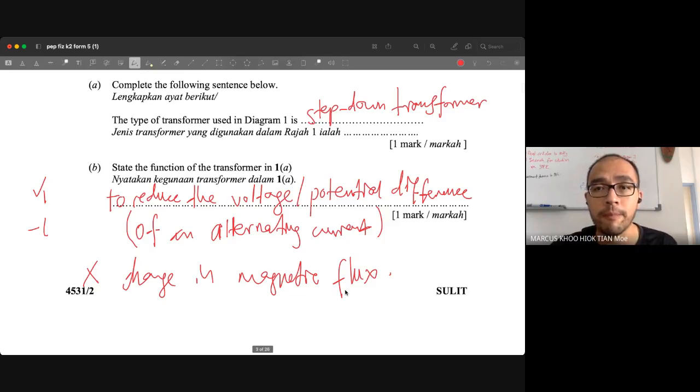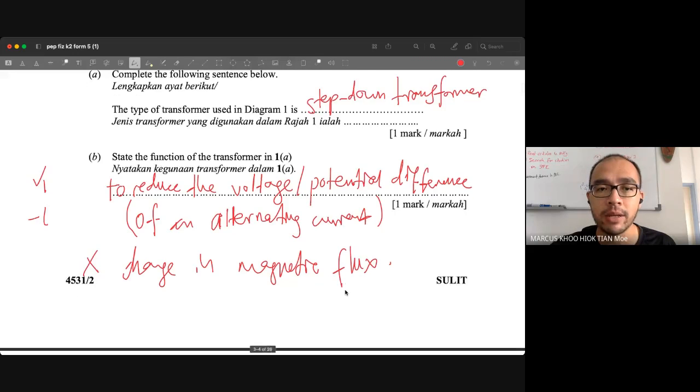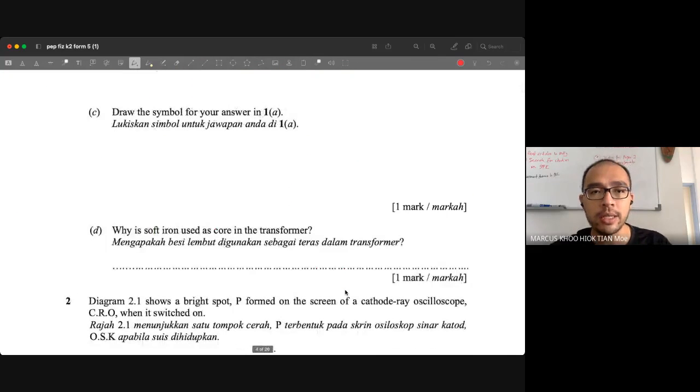So yeah. Guys, if you cannot read what I'm writing, because my writing is pretty horrible here, just let me know and I will read it back for you. Draw the symbol. The symbol for a transformer is actually, since this is a step down, here there must be more coils and here there are fewer.